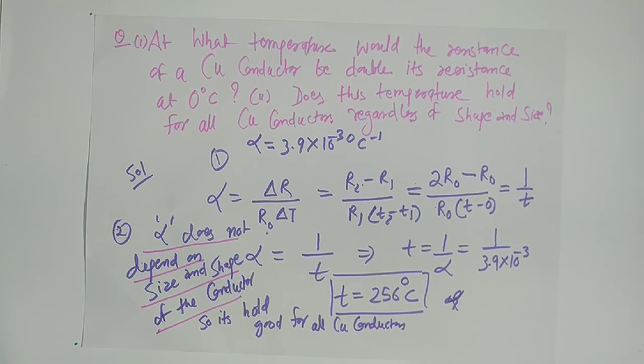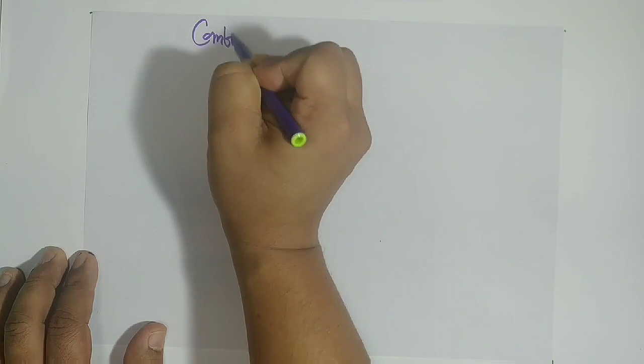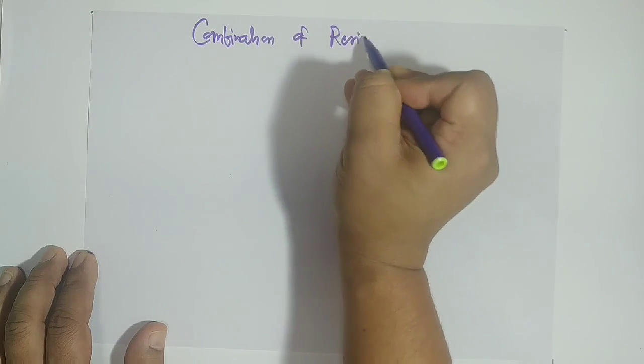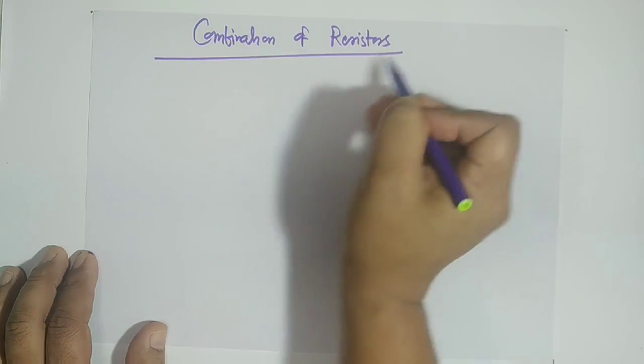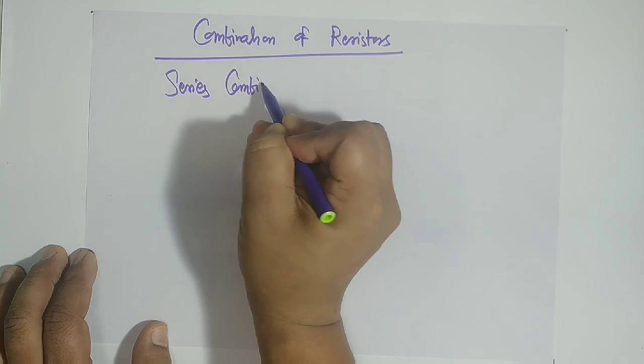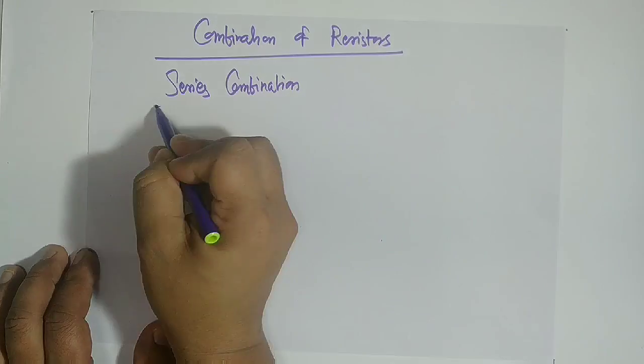And now, for resistance, we'll talk about series and parallel. So series and parallel, we all know, is the combination of resistances, or resistors. The first one is the series combination, and you have gone through it in class 10th, and capacitors in 11th.